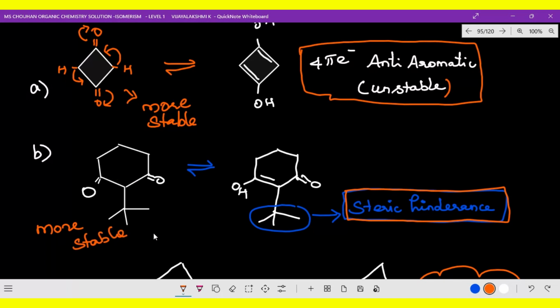Why is it more stable? Why is the enol form not stable? Because on this side there is steric hindrance, a bulky group. So here a double bond and here a steric group, which is highly unstable. This point is more stable.